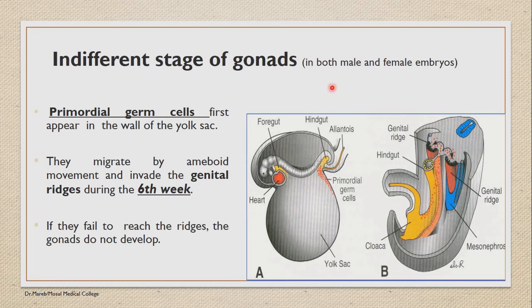The primordial germ cells start to appear in the lateral wall of the yolk sac, and these primordial germ cells migrate, and they will pass by amoeboid movement and invade the genital ridge during the 6th week of development. If they fail to reach the ridges, the gonad do not develop. So the primordial germ cells first appear in the lateral wall of the yolk sac. They migrate by amoeboid movement to reach the genital ridges during the 6th week.